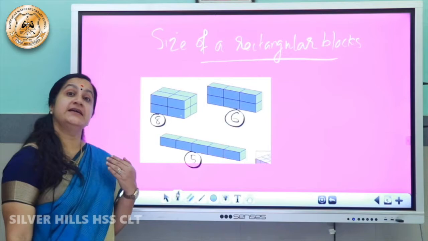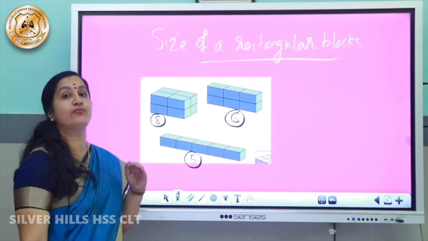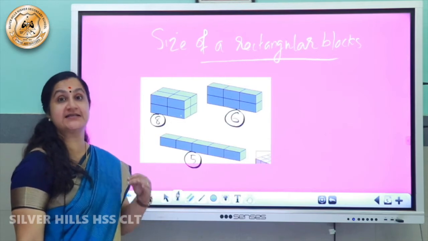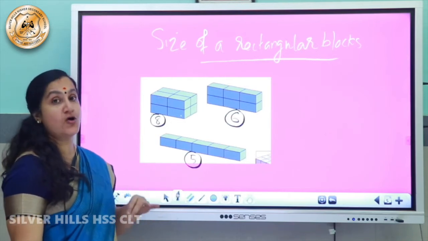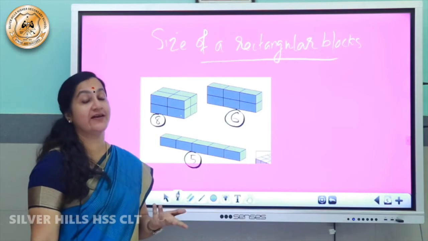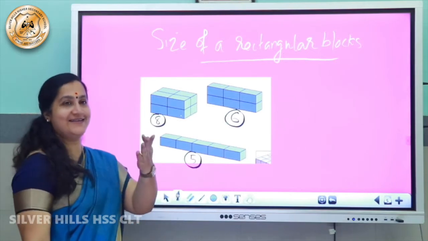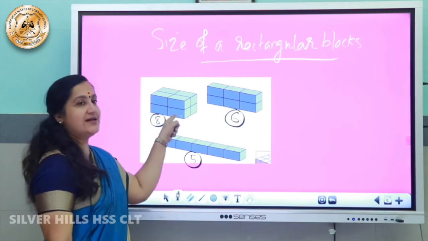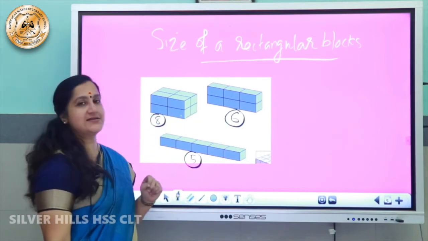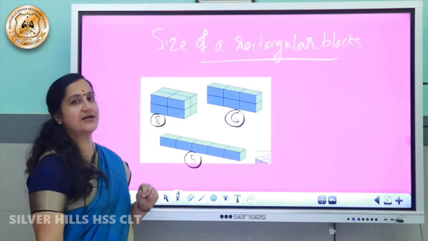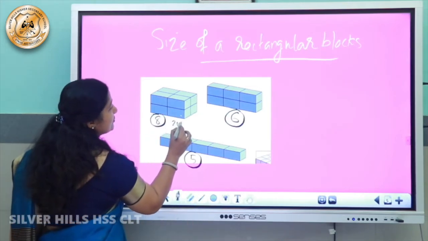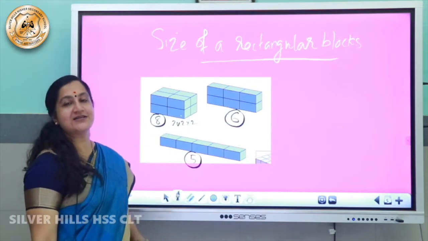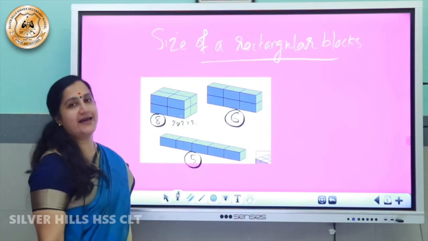Now, tell me, is there any easy way to calculate the number of blocks in each figure? Anybody can tell me, is there any easy way to find number of blocks in each figure? How can we calculate? Yes, Amal is giving me the answer. Good. How? Lengthwise 2, breadthwise 2, heightwise 2. That means 2 into 2 into 2. So, 2 2s are 4, 4 2s are 8. So, number of blocks are 8.